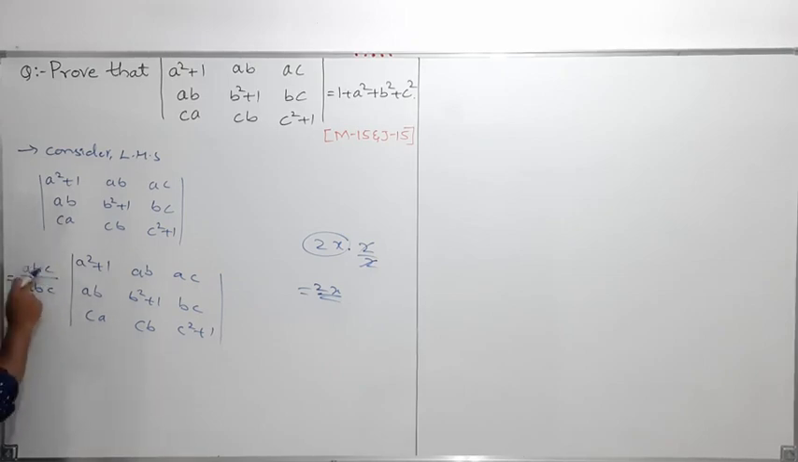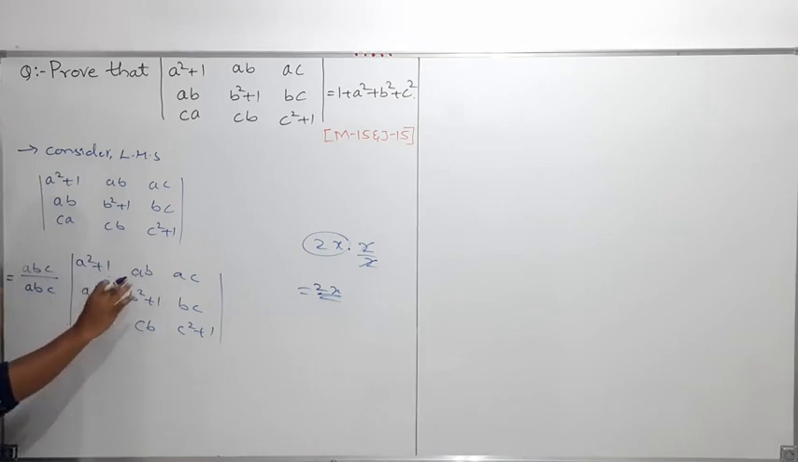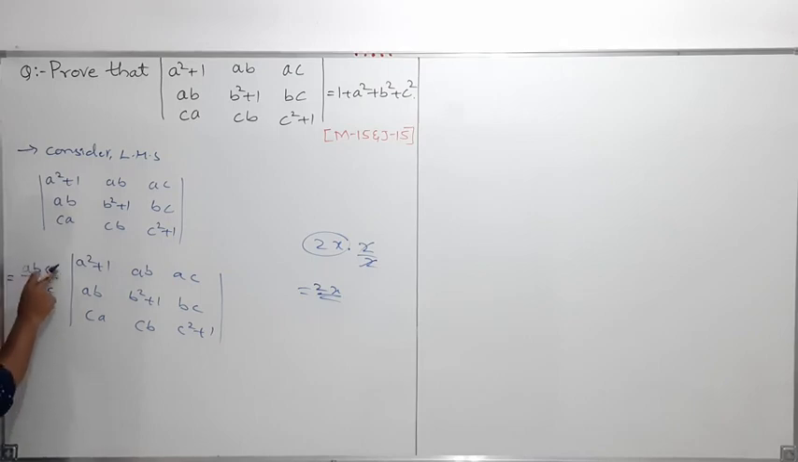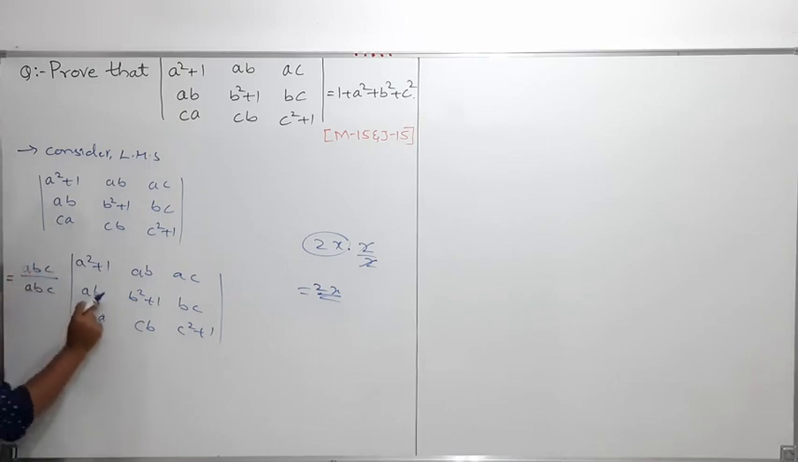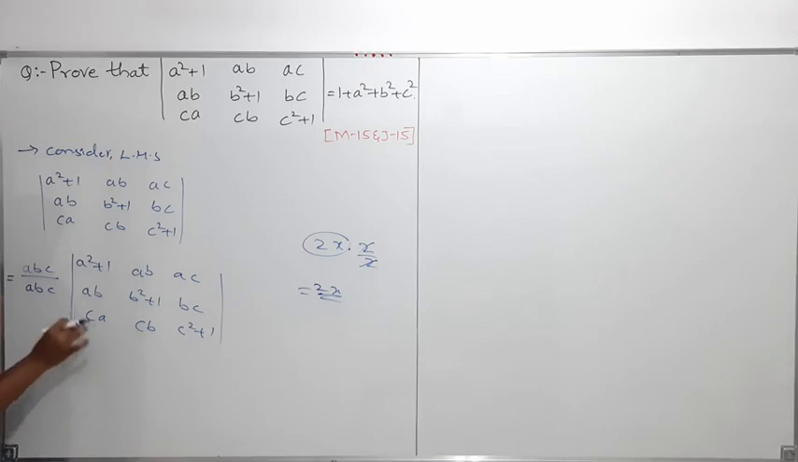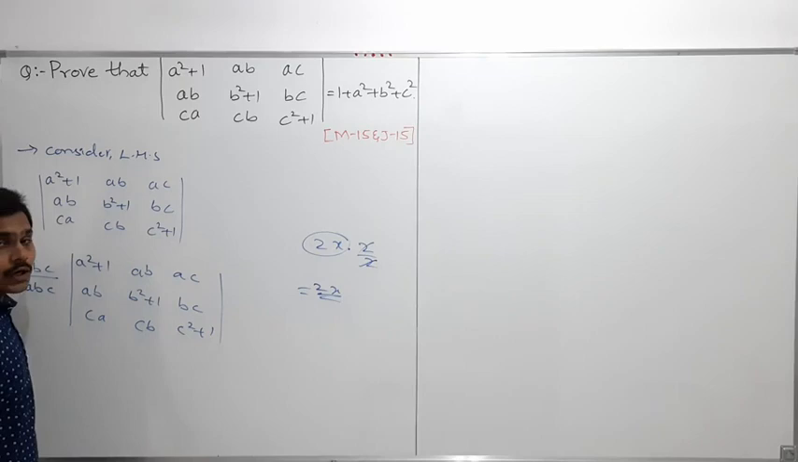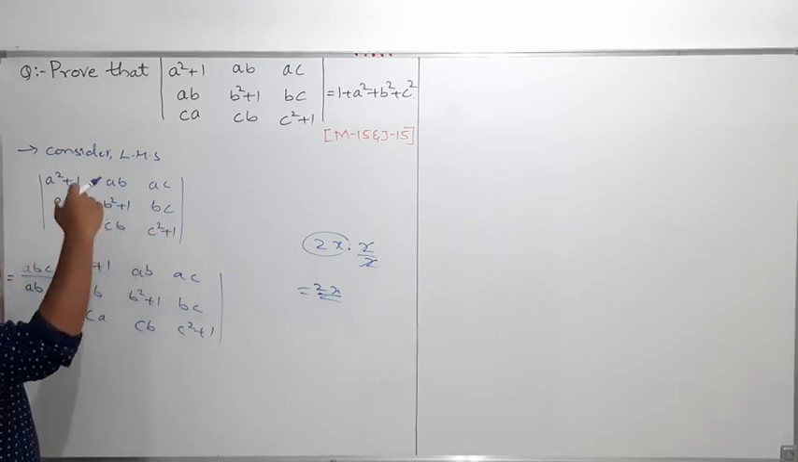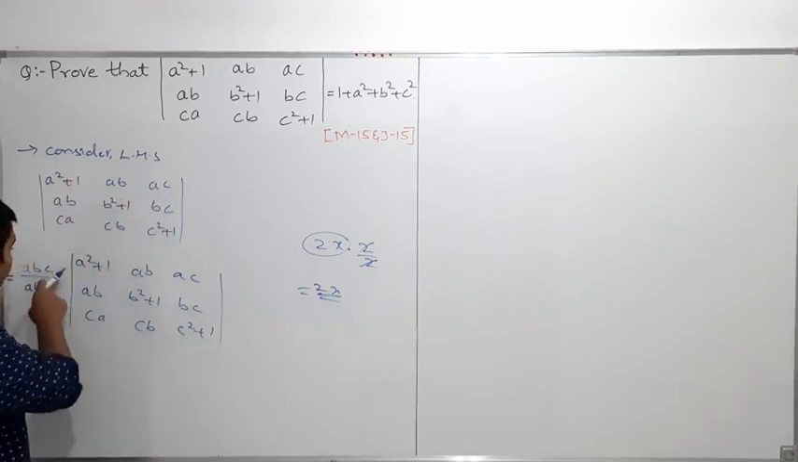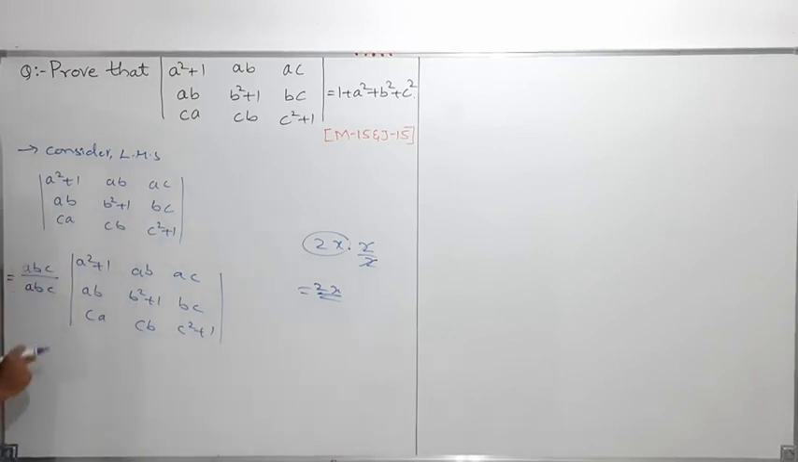I am multiplying ABC to get the RHS part. So don't worry, after solving this entire question, you will come to know why I multiplied ABC and why I divided ABC. And here I multiplied ABC by distributing it. It means I am multiplying A to the row 1 elements, B to the row 2 elements, and C to the row 3 elements. Clear? Please try to understand what I am doing. Why I am doing that, we will come to know after completion of the question.